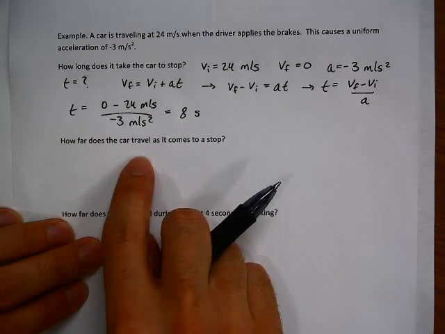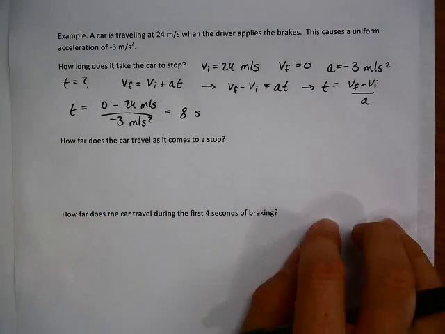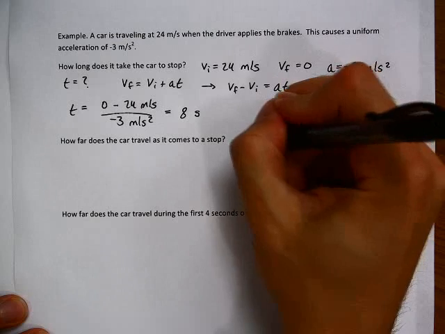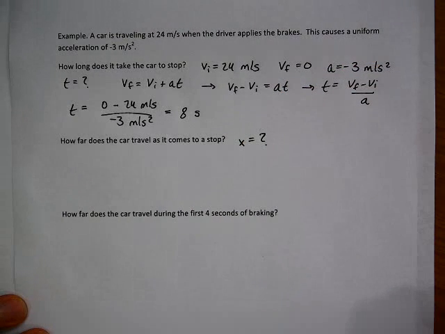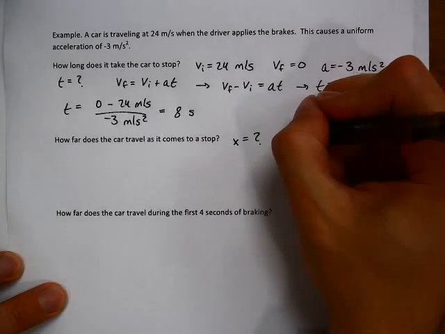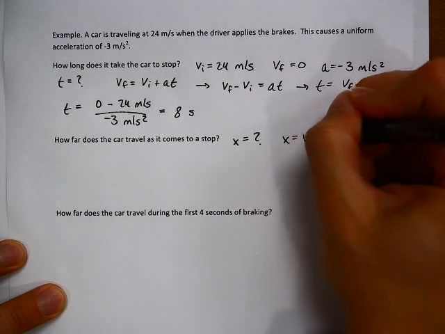How far does the car travel as it comes to a stop? We are solving for x. VI is still the 24 meters per second, VF is still 0, and we had the same acceleration. An equation that we can use is this one.